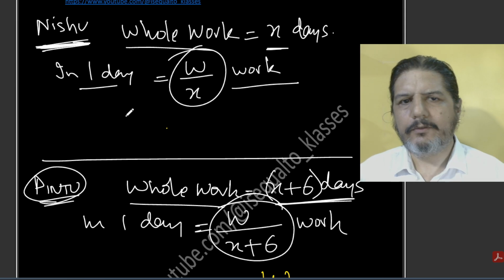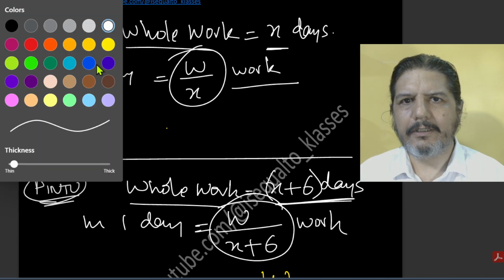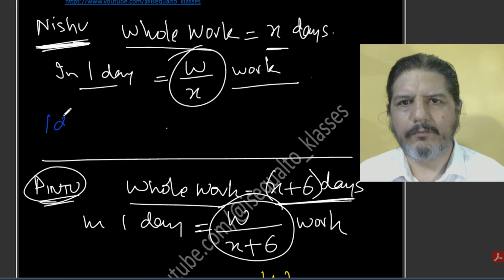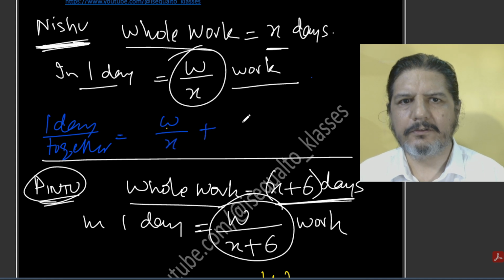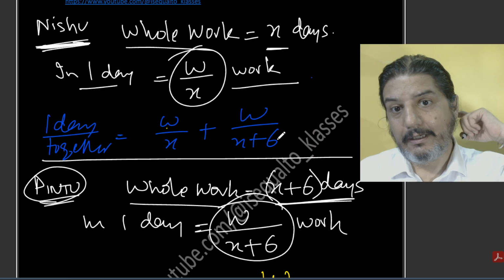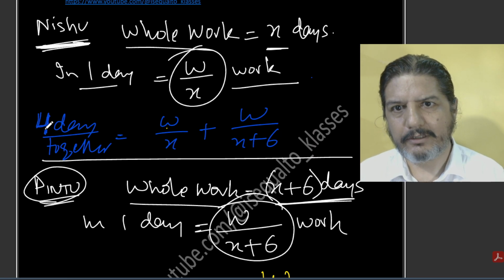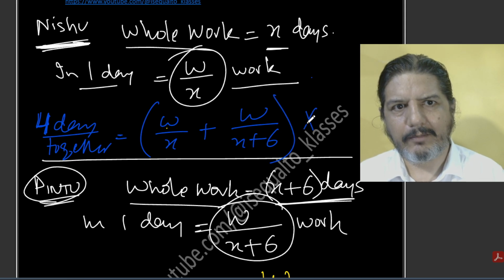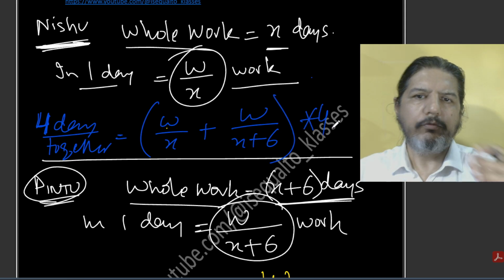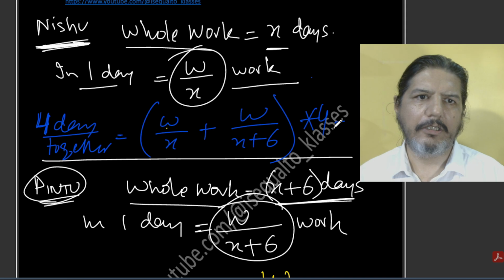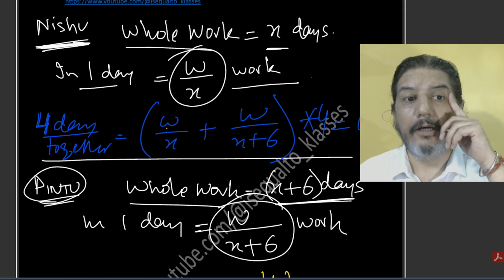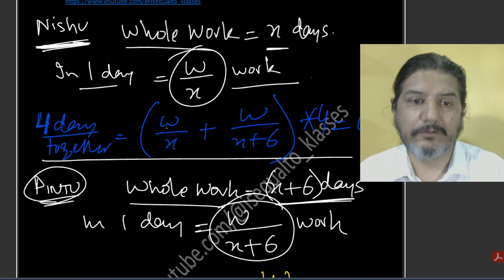Now what you need to understand is that when they are working together, in one day they will complete W by X plus W upon X plus 6 of the work. This is in one day. But they have completed the work in 4 days. So in 4 days, how much work would they have completed? This whole thing multiplied by 4. And in 4 days they complete the work, so this would be equal to W. I hope now it is making sense.